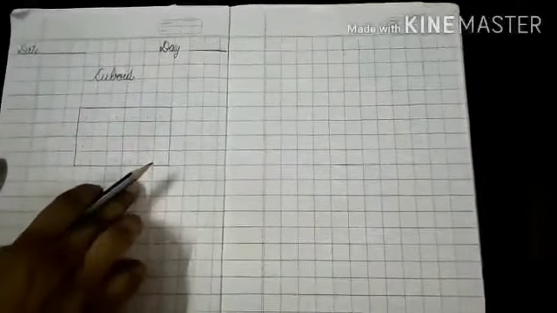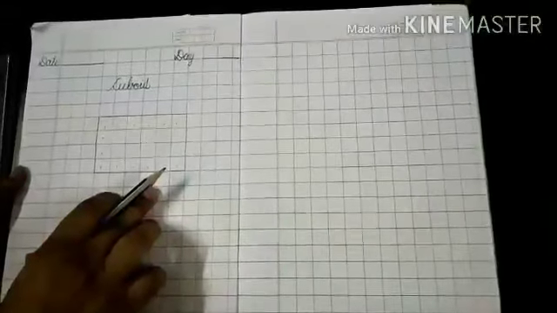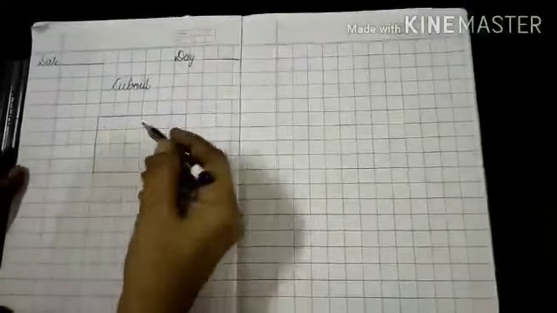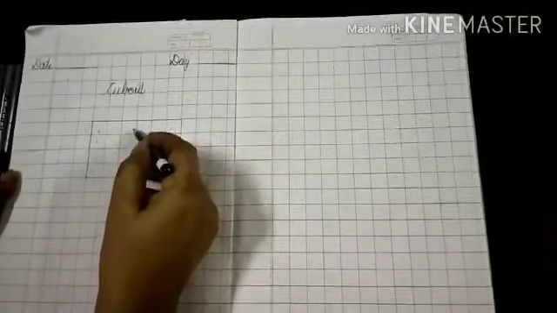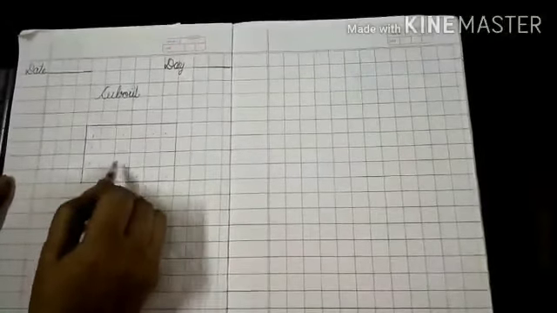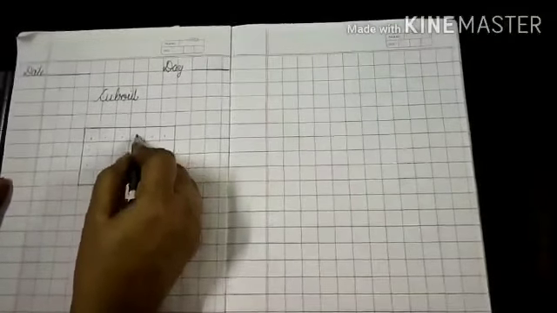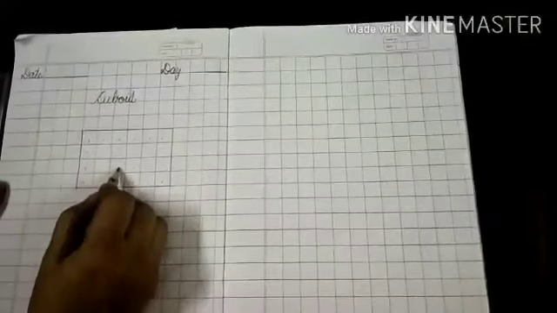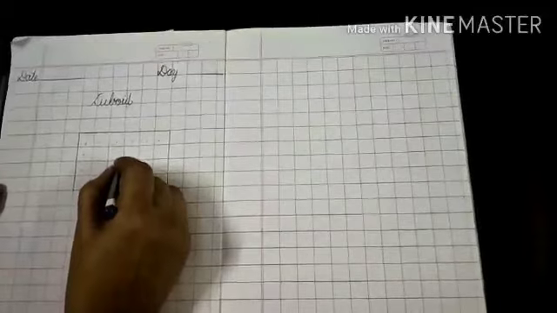We have to draw a cuboid. For the cuboid, we have to leave 2 columns from the top and 3 columns from the left side. From here we will start.